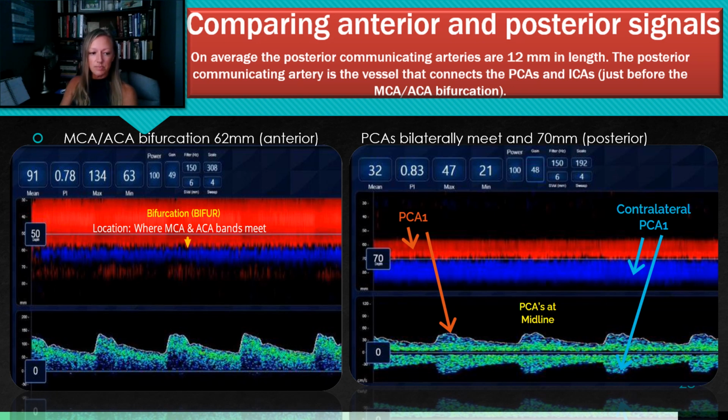So you can see the big differences, the differences in M mode, the differences in the spectrogram, the waveform difference, the MCA waveform versus the PCA waveform. And as you scan further, you will identify the different sounds that you will hear in anterior versus posterior flow.